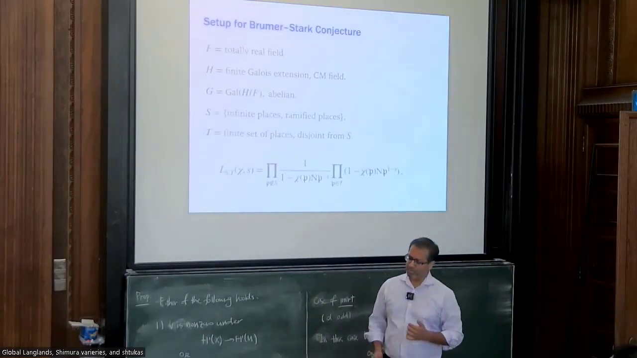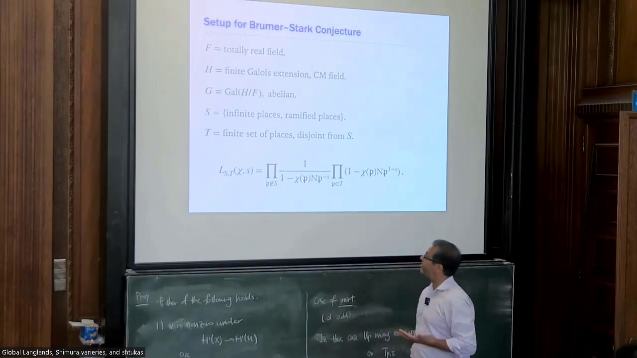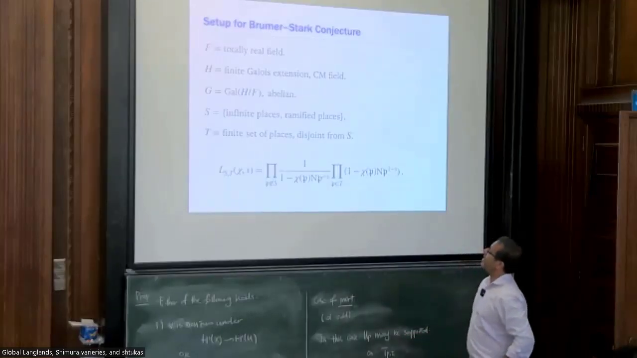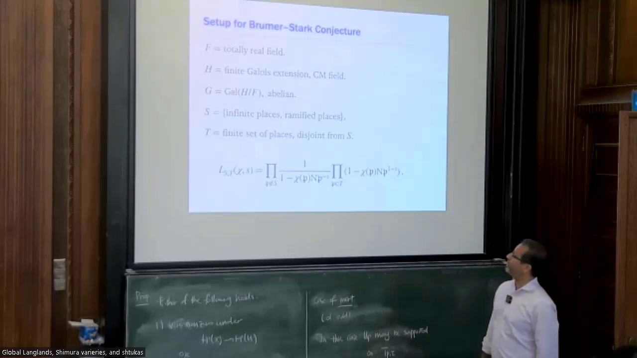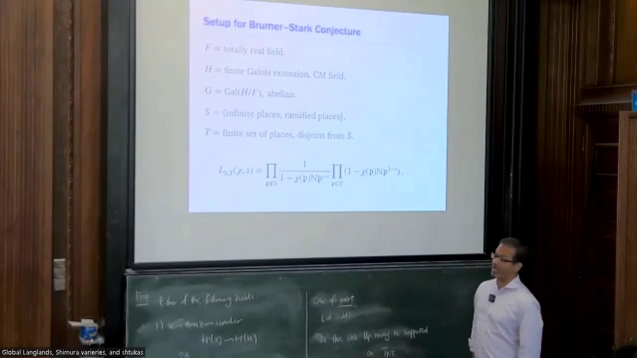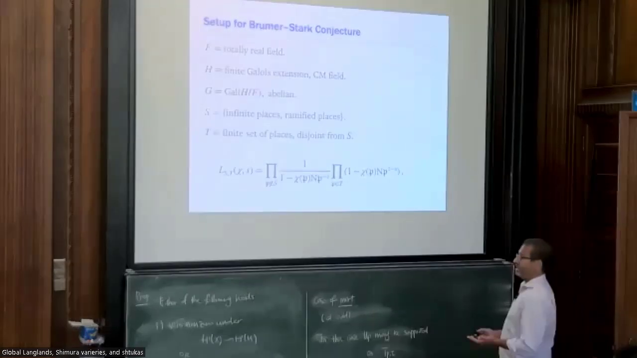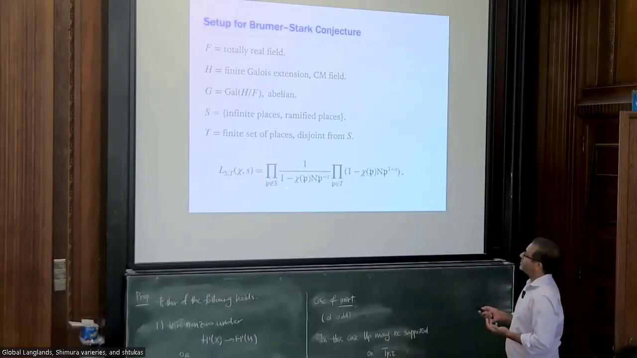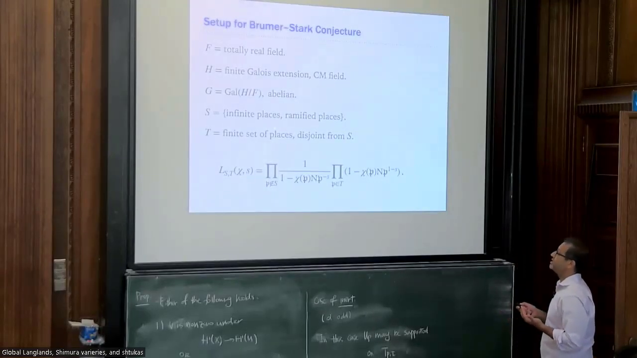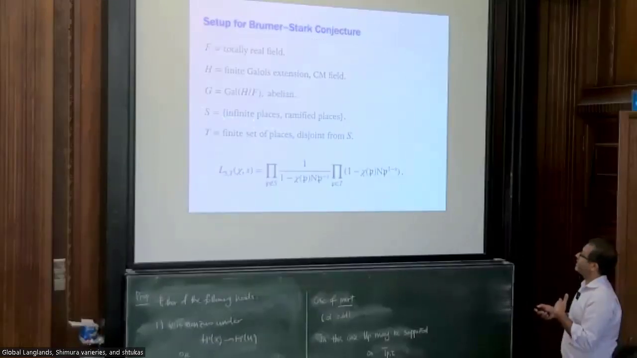So let me begin by stating the Brumer-Stark conjecture. Probably most people here haven't thought about it. So the setup is we have a totally real field, F, and we have a finite Galois extension, H, that we assume to be a CM field, and such that the Galois group is abelian. Then there's some technical sets you have to define. S contains the infinite places and the ramified places in this extension. So these are places of F, I should have said. So these are places of F that are either Archimedean or ramified in H.